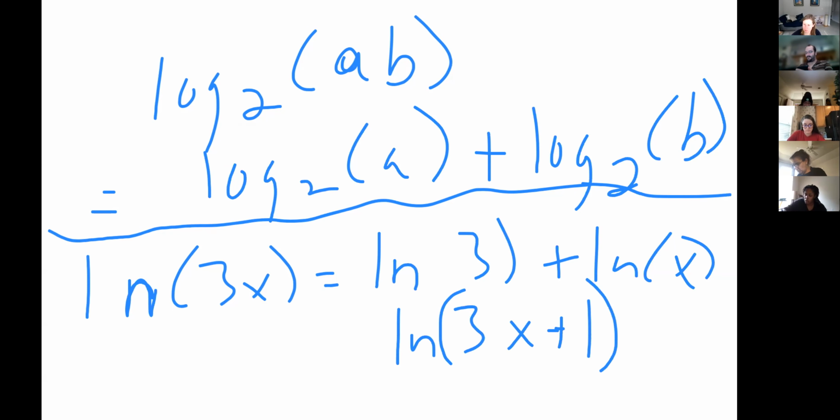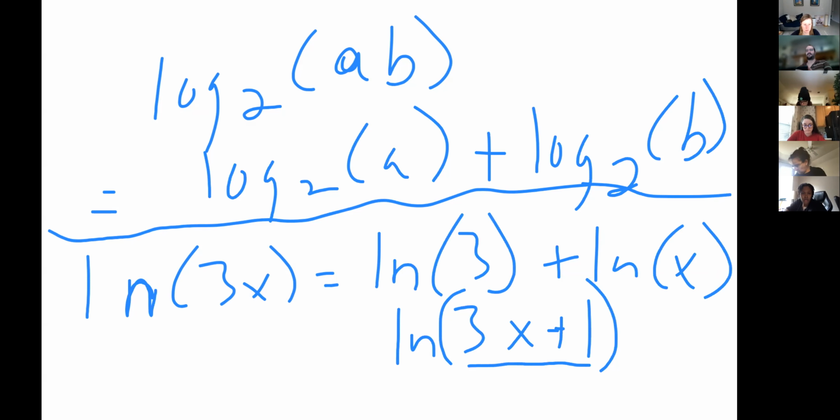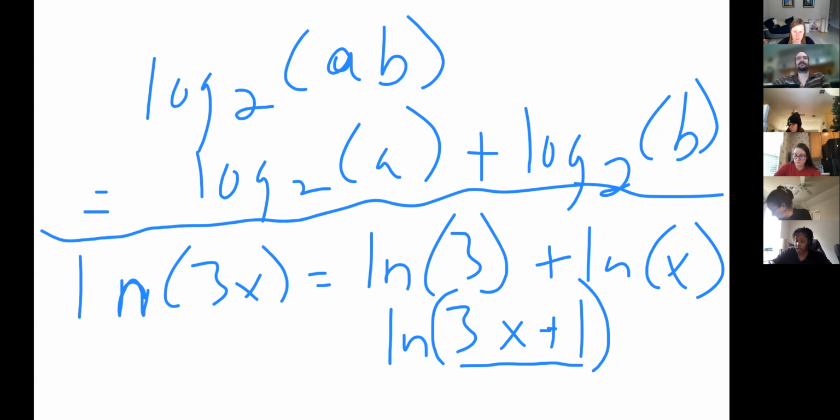I know some books will write them without. I don't think I will ever write it without. Some books will probably put LN of 3, but it's just one number. Or maybe LN of X. But even that starts to get confusing. Out of habit, I always put my parentheses. That way I know it's getting plugged into the log, right? This thing is getting plugged into the log. Any more questions on these 2? Okay.